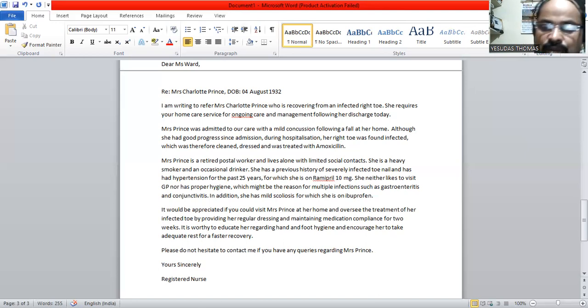She's using a wheelchair, and for which she is taking Brufen. So all three medications are given here: amoxicillin for the infected toenail, Ramipril for hypertension, and Brufen for the last thing, mild scoliosis. So we have completed the present and past medical history we have outlined. Right now we are going ahead with the requirements, what she needs.